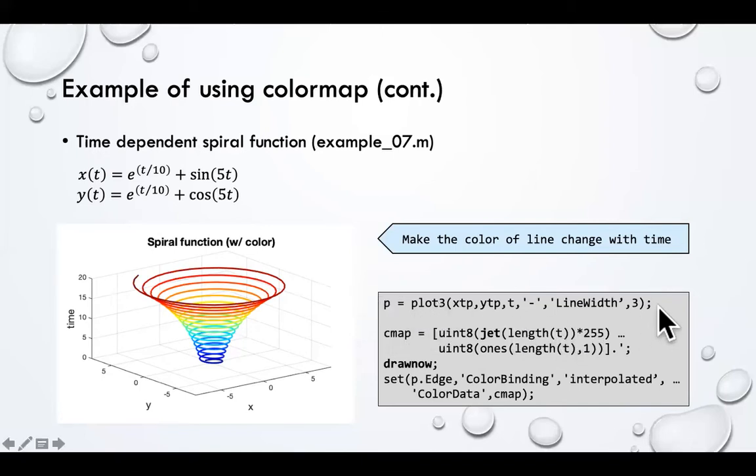use the same command, and no matter whether you want to specify a color or not, you just write it. Then you specify a color map. Here I want to use jet, which goes from dark blue to dark red, like a rainbow. So you specify your own color map, okay? Here you can see the length of t. If you remember, the length of t is how many time steps you have.